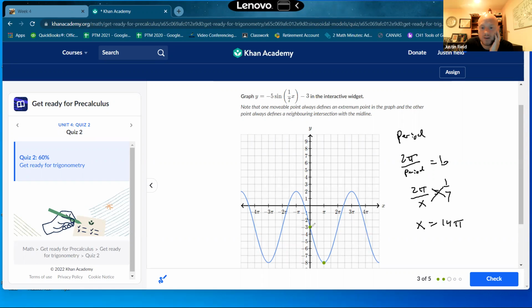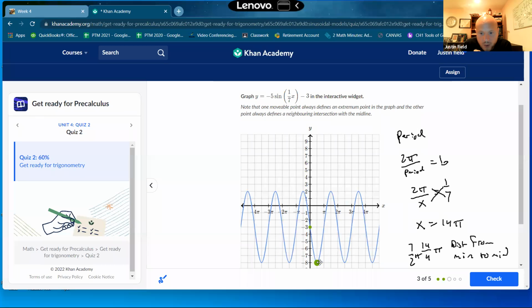So what is the distance from the midline to the minimum? That is 1/4 of the period, right? Remember we talked about that. So 14 over 4 pi is going to be the distance from min to mid. So it's 14 over 4, that would be 7 over 2. So we've got to go 7 over 2 pi. How in the world am I going to do 7 over 2 pi?